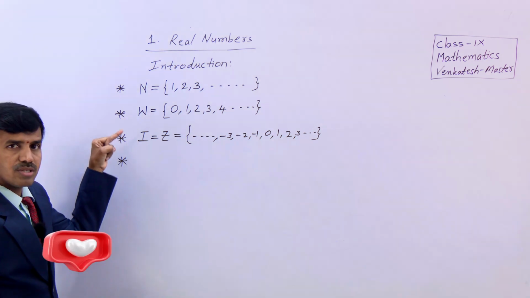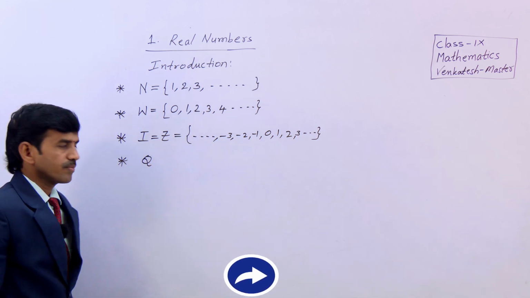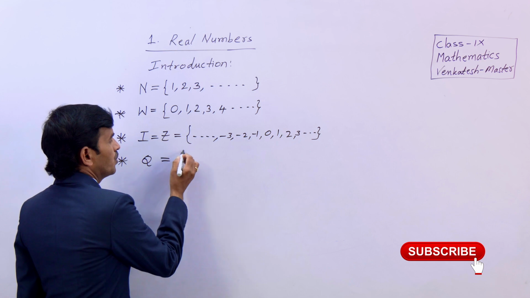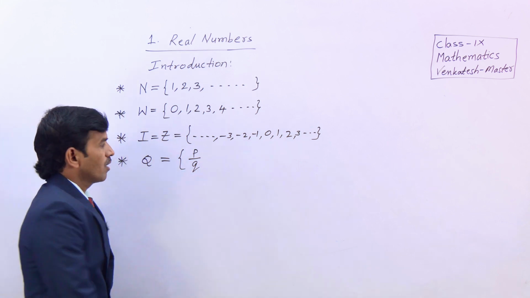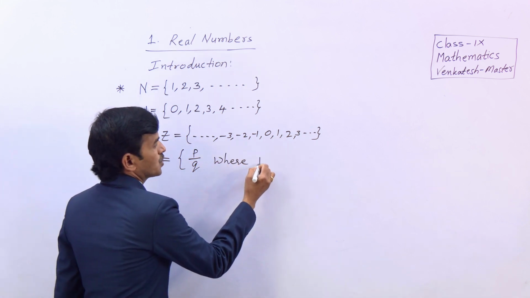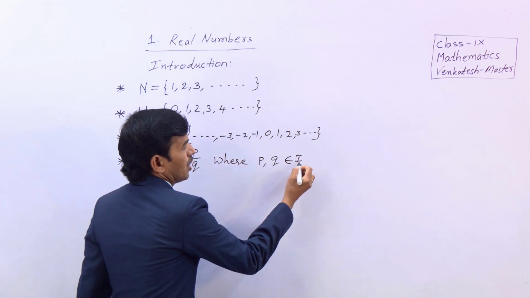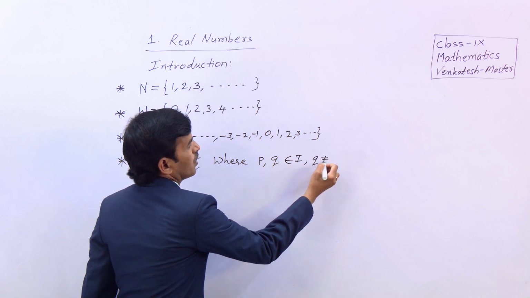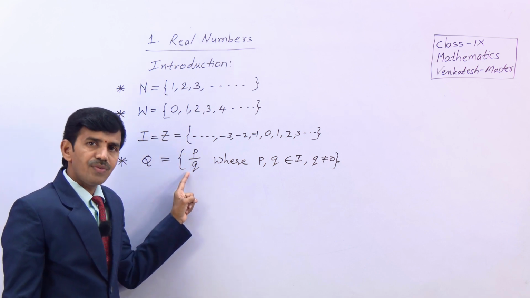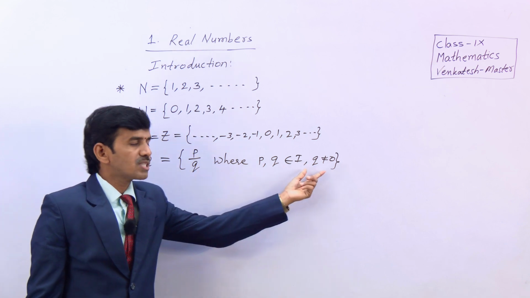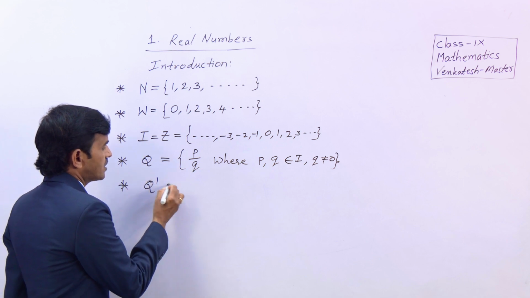Natural numbers, whole numbers, integers. Later there exists another set called rational numbers. Rational numbers are denoted by Q. Rational numbers are in the form p by q, where p and q belong to, what is the previous set? P and q belong to the set of integers, where q is not equal to 0. In the denominator, if you consider 0, it cannot be defined, hence the denominator must not be equal to 0.